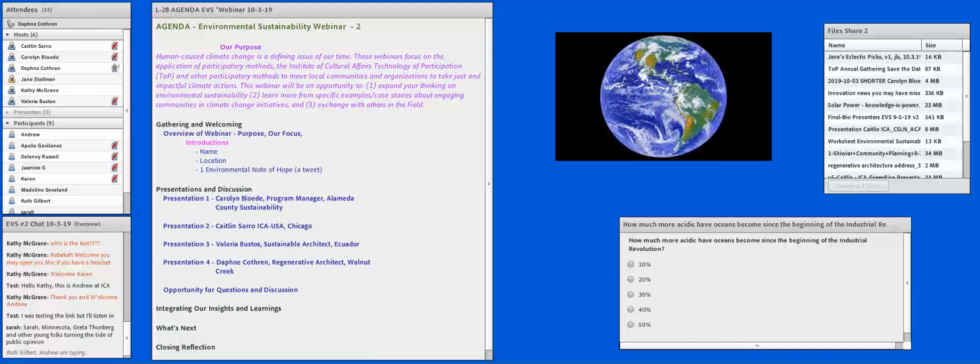Hi, this is Daphne Cothern. I'm in the San Francisco Bay Area, and one note of hope is that we've been doing some water quality testing on the creeks and rivers in our local watershed, and for the most part, they're coming up clean.